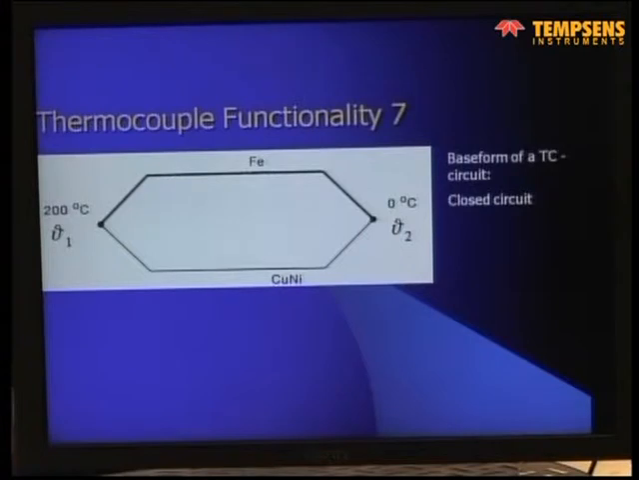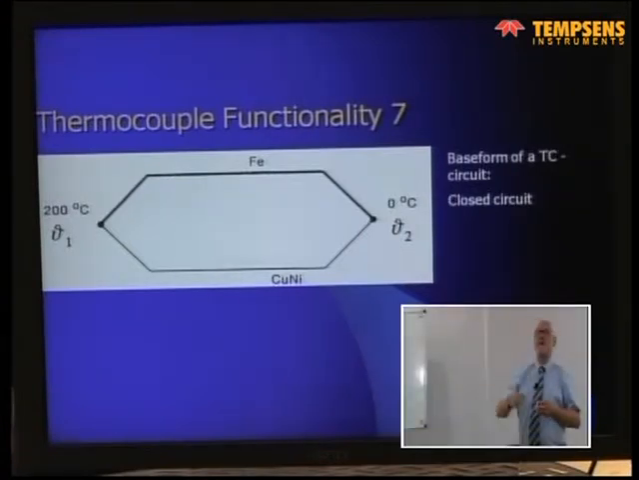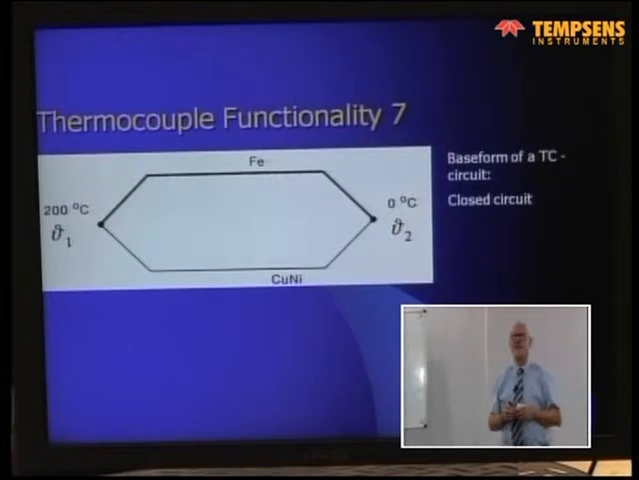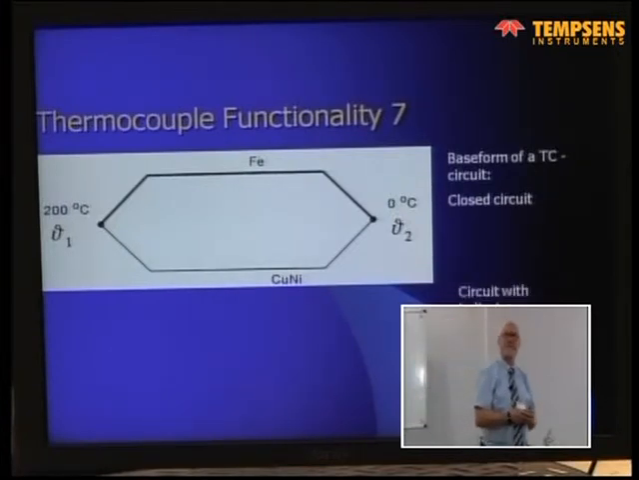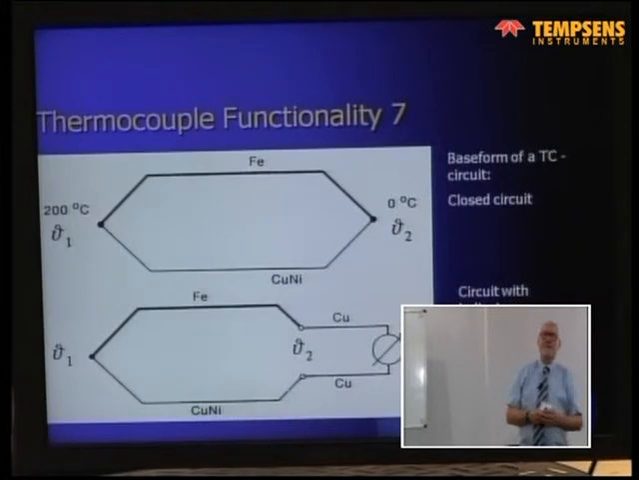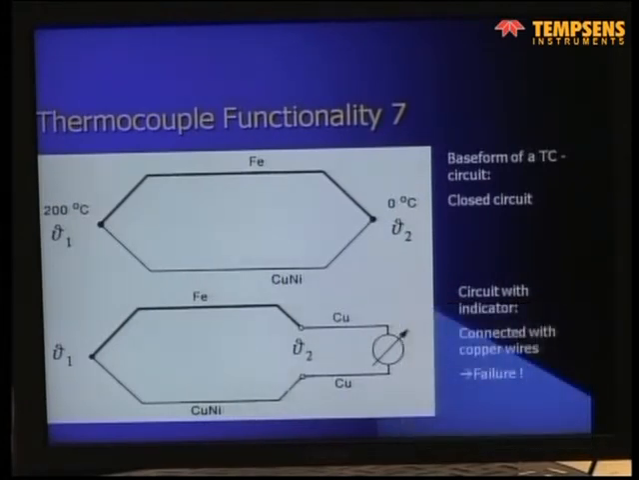Okay. This is what I explained before for a thermocouple type J, an iron wire and a copper-nickel wire. One is heated up to 200 degrees, the other to 0 degrees. If you take it really apart and put in a compass, you will find a deflection. But this is not practical for our daily work. So we have to open the circuit and connect it to a meter.